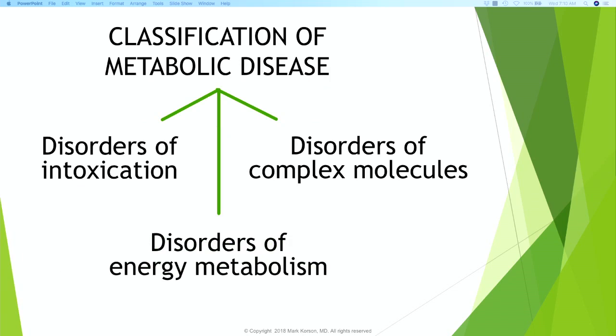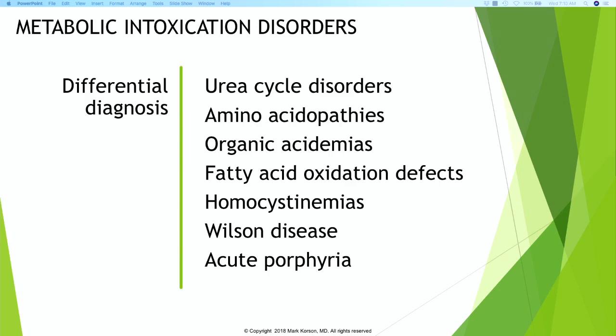So Jean-Marie Saudubray, the preeminent metabolic clinician in Europe, classified metabolic disease into three: disorders of intoxication, disorders of energy metabolism, where there's a problem making energy or utilizing energy, and then disorders of complex molecules. So the lysosomal, the peroxisomal, the glycosylation, all those disorders. What we're talking about today are really disorders that intoxicate the brain. And there's a differential diagnosis of that. The urea cycle disorder is on top, but many of the aminoacidopathies, PKU, maple syrup urine disease, the organic acid disorders, fatty acid oxidation defects, homocystinuria, and a range of others, Wilson disease, porphyria. All these are intoxicating disorders.